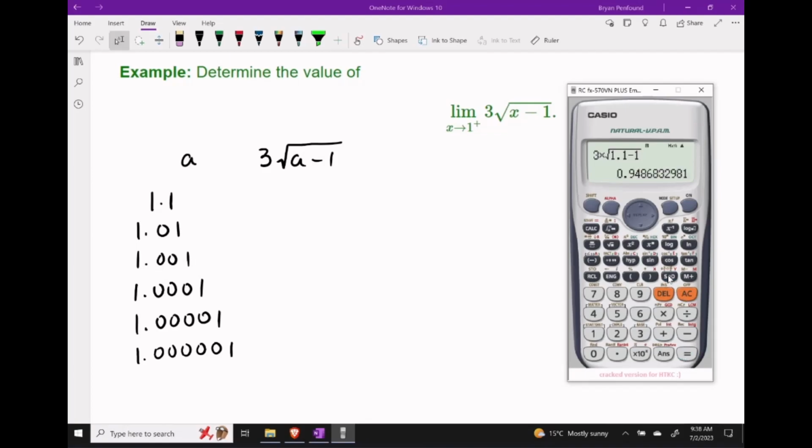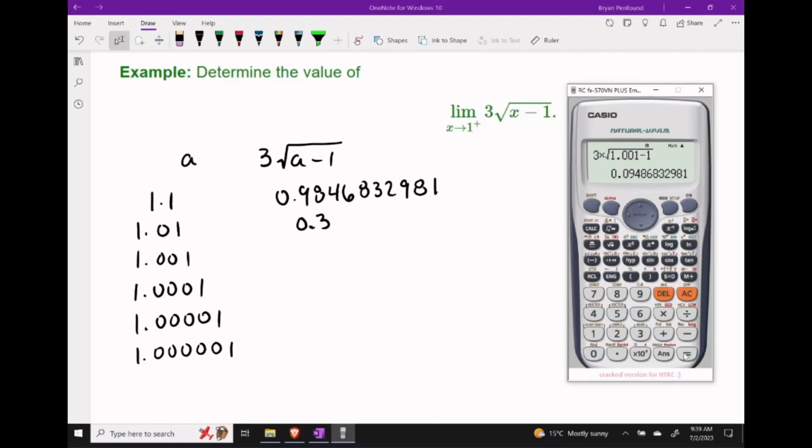Converting this into a decimal number, we get about 0.9486. I'm going to go back and alter this so that we have 1.01 inside of our function, and then go ahead and evaluate once more. We get 0.3. So based on these two decimal numbers, it's hard to make a definitive statement about the limit, so we're going to keep going with an extra 0.